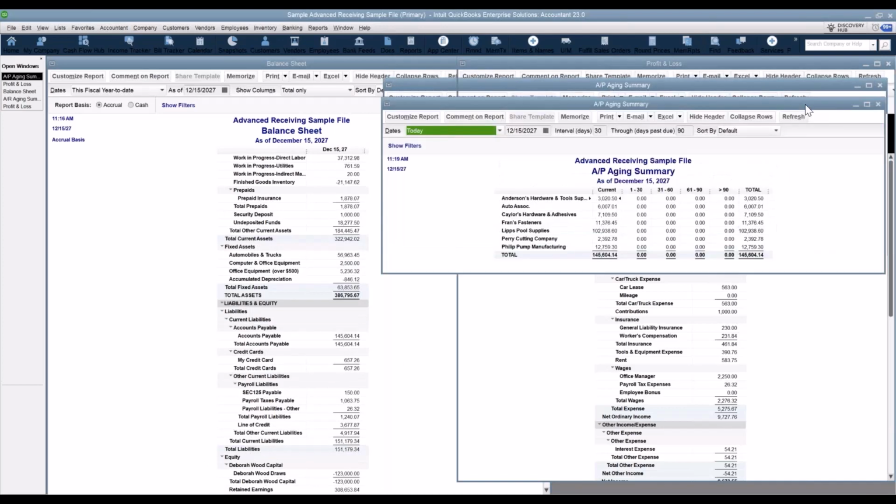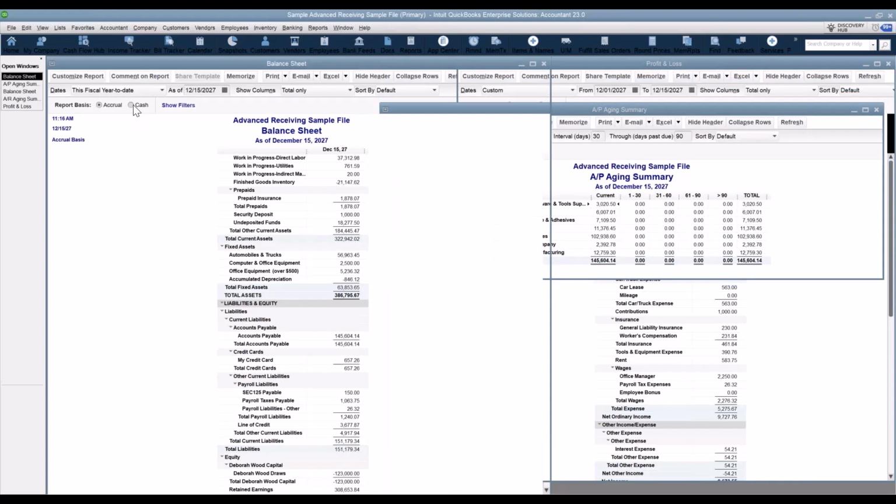Where, as you can see, if I change this to cash, my AP does not tie. Okay.